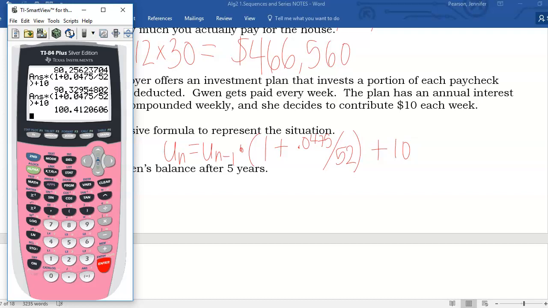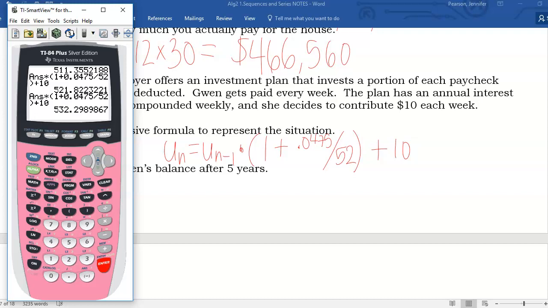So I stopped at 10. 11, 12, 13, and so on up to 51, 52. I hope I didn't miscount. I think I counted right, but 52 enters seems like a lot of enters, especially when the question says find the balance after 5 years. But remember, every enter is a week. There are 52 weeks in a year. So I had to go to 52 just to get to 1 year.